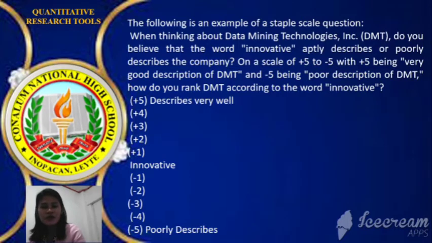How do you rank the MT according to the word innovative? You just have to look at the center of the screen, where it says innovative. It's all up to you whether you give a +5, which describes it very well, or -5, which is poorly described. There is a scale where positive 1 to 5 belongs to innovative, if it is very innovative, and if it is not that innovative, that is negative.